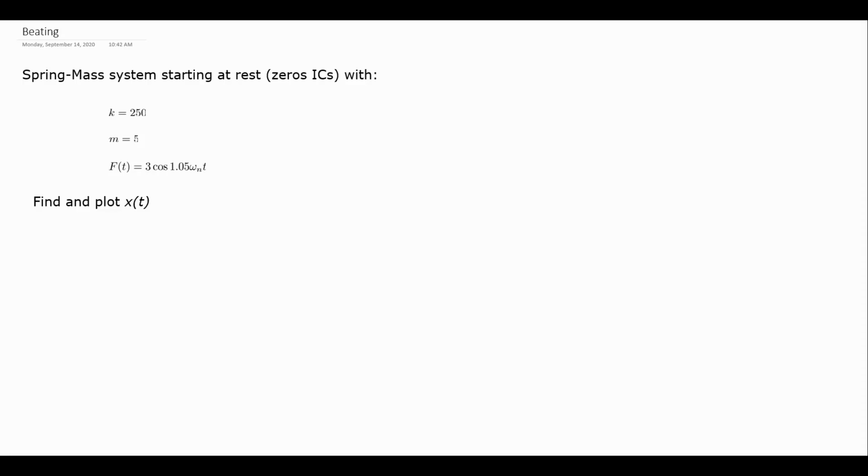K of 250, M of 5, and here is our forcing, 3 cosine 1.05 natural frequency times time. So we're going to be driving this at 5% higher than the natural frequency, and we want to see what the response is going to look like. All right, so we have a K and an M, so we could write down our equation of motion here as 5x double dot plus 250x equals 3 cosine 1.05 omega n times t.